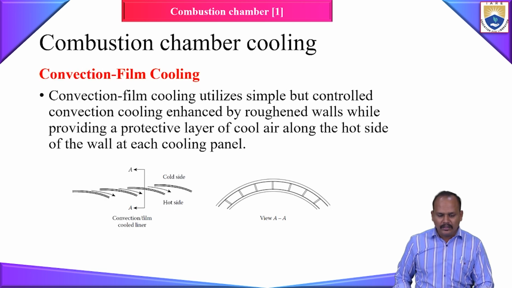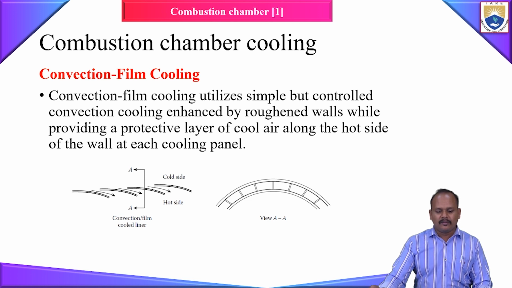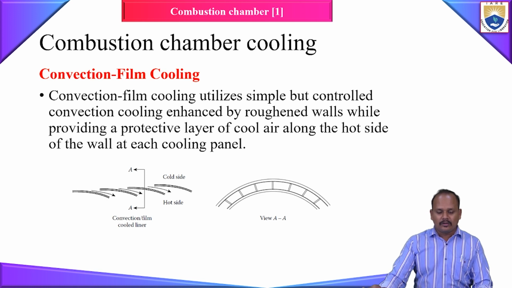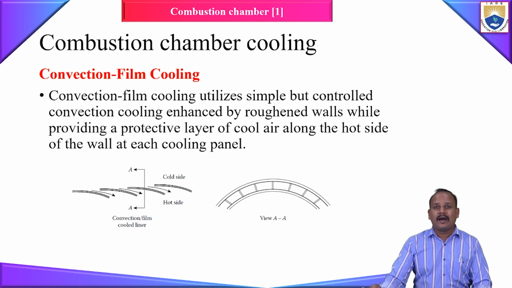Okay. So there are two types of film cooling. One is impinging film cooling. Another one is convective film cooling. In impinging film cooling, we have more complications when we manufacture. So most of the time, we use convective film cooling because it's much more effective than impinging film cooling.